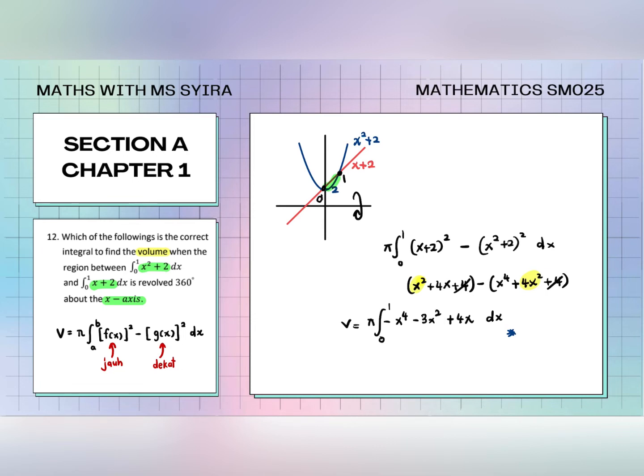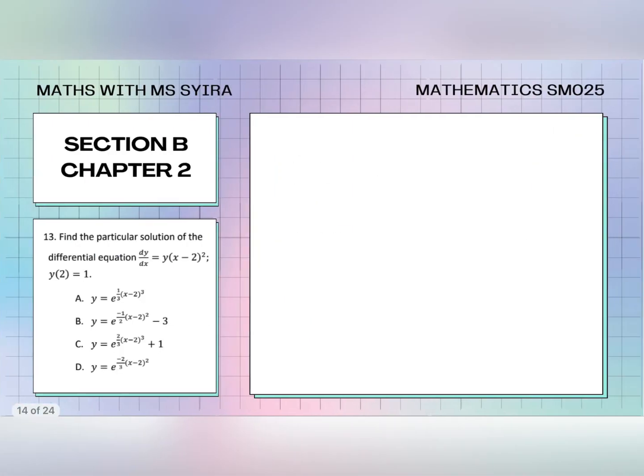Moving on to the next question, which number? 13. Okay, so question number 13 is already in chapter 2. So now we want to look at chapter 2 questions. Okay, so for question 13 here, find the particular solution for this differential equation. Okay, it has given the x and y. So, let's use separable variables because we have only two terms. See? We have only two terms. So, we are going to use separable variables.